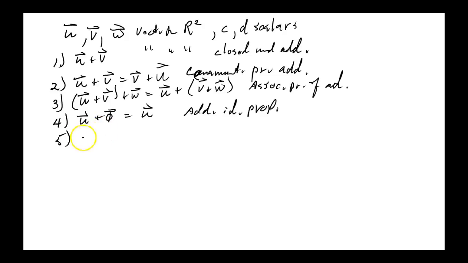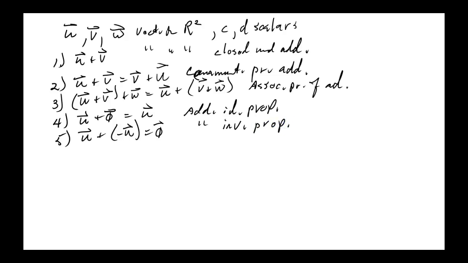U plus a negative U, the opposite of U, equals the 0 vector. Basically what that's saying is this is called the additive inverse. They call it the additive inverse property. I usually don't say property after that. It's just illustrating additive inverse, but that is a property.